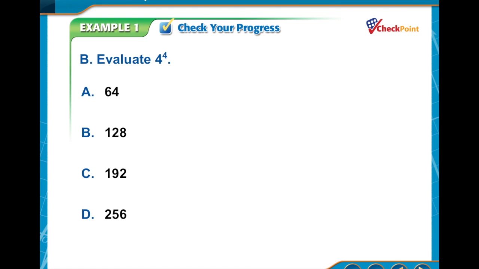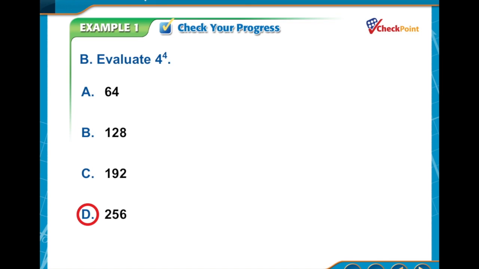Now moving on to the next example. We're asked to evaluate 4 to the 4th power. Now when they say evaluate, that means that there's a definite solution to that numerical expression. So 4 to the 4th power is 4 times 4, and you do that until you have 4 factors. So 4 times 4 gives us 16, 16 times 4 gives us 64, and one more time would give us 4 to the 4th power, which is 128.